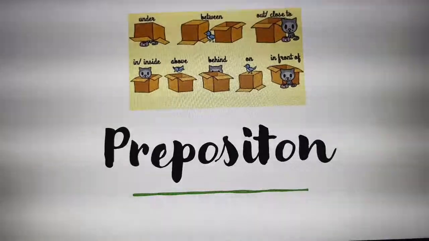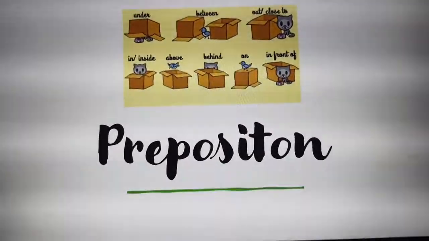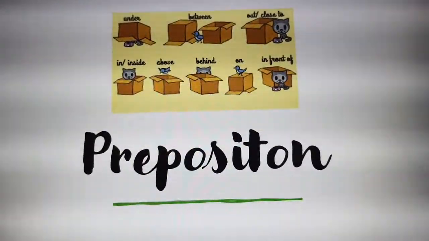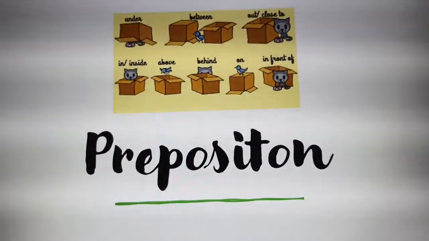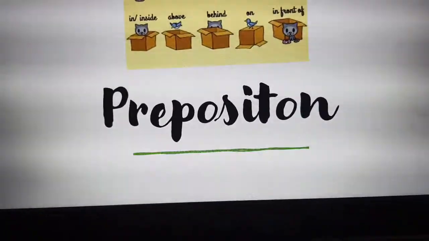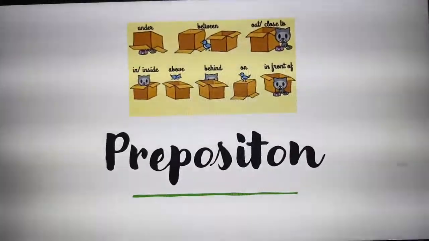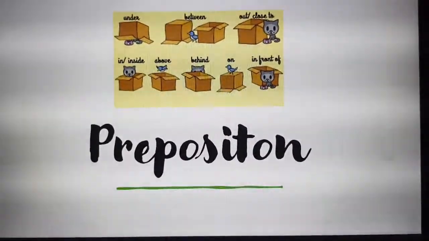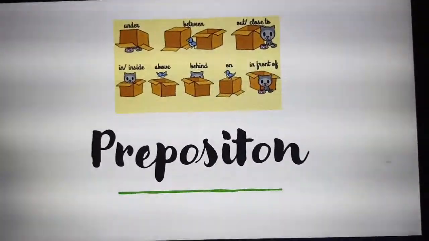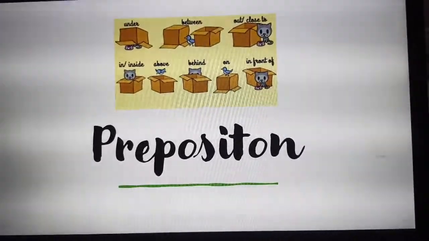Now see here, you can see prepositions: under, between, out, close to, in, inside, above, behind, on, in front of. Can you see that there's a beautiful cute cat and a beautiful blue bird also? Under means under the box, between means there are two boxes and the bird is sitting between these two boxes, and close to means the cat is very close to the box. In means inside, the box is open and the cute cat is inside the box.